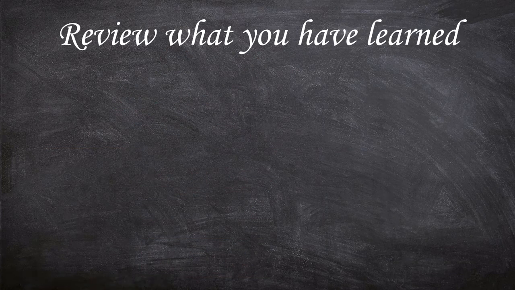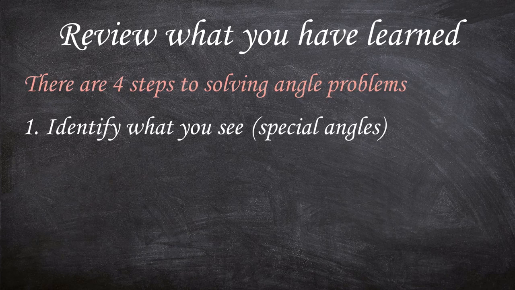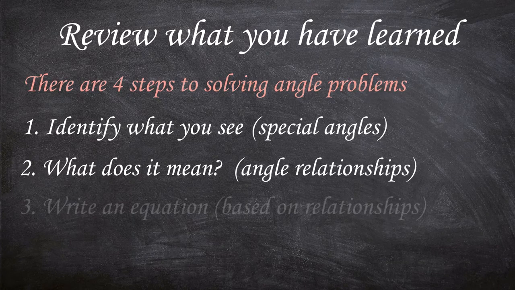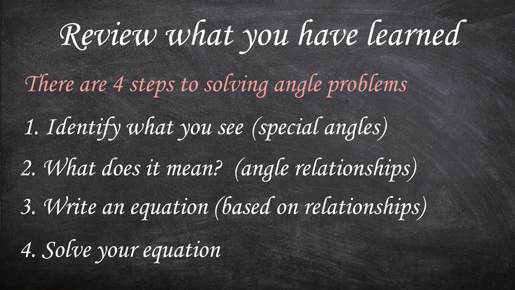Let's review what we've learned today. There are 4 steps to solving angle problems. The first step, we need to identify what we see, the special angles. What do these special angle relationships mean? Write an equation based on those relationships. Lastly, you're going to solve your equation. Approaching this in 4 easy steps makes these problems very easy.